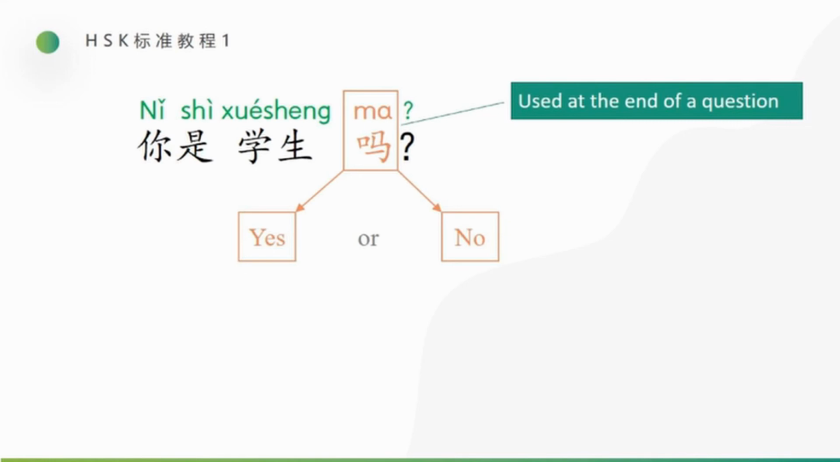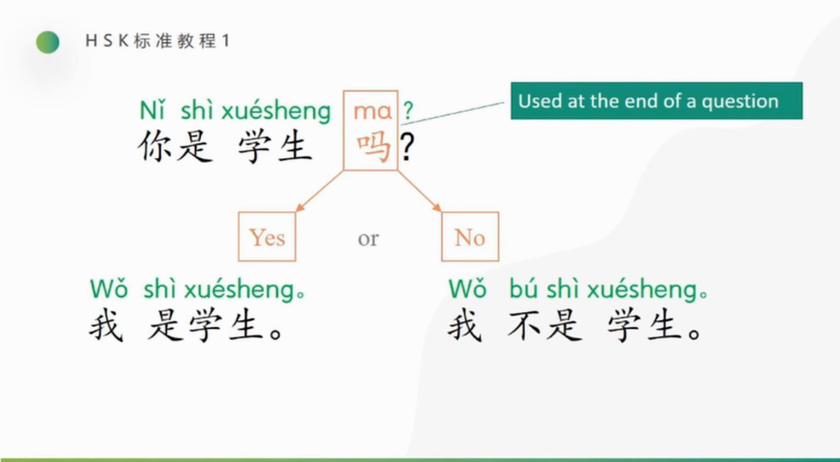If the answer is yes, how to say? 你是学生吗? So answer it. The answer is yes. We can say 我是学生. If the answer is no, 你是学生吗? No. So we should say 我不是学生. Very good. Now here, so we use 吗 at the end of a sentence to ask yes or no.